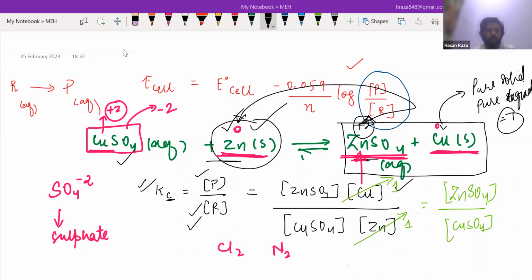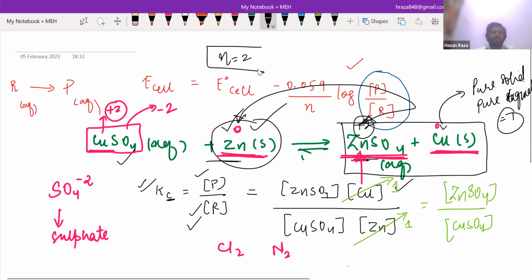Whenever you lose an electron, you will have positive charge. If someone is gaining an electron, they will have negative charge, because electron has negative charge. If I lost it, I will get positive charge, and if you gain it, you will have negative charge, right? So 0 to plus 2 is loss of electron, so oxidation. Now, if this zinc is going from 0 to plus 2, how many electrons does it lose? Two. So that's why n will be equal to 2.